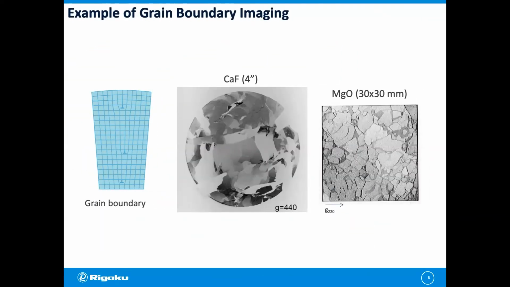This slide shows the results of a calcium fluoride single crystal wafer and a magnesium oxide single crystal wafer. You can see the grain boundary images of calcium fluoride and magnesium oxide. The X-ray topography technique enables us to see the grain boundary information.